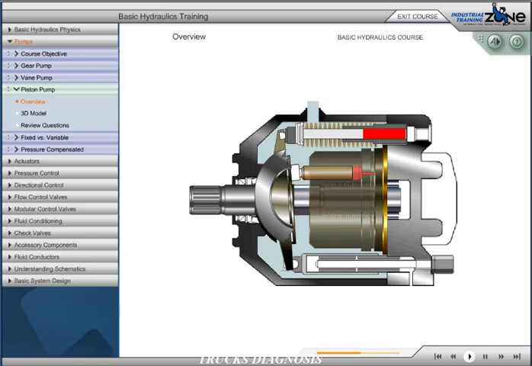In actual design, the cylinder barrel is fitted with many pistons. During one half of the circle of rotation, the piston moves out of the cylinder barrel and generates an increasing volume. In the other half of the rotation, the piston moves into the cylinder barrel and generates a decreasing volume. This reciprocating motion draws fluid in and pumps it out.